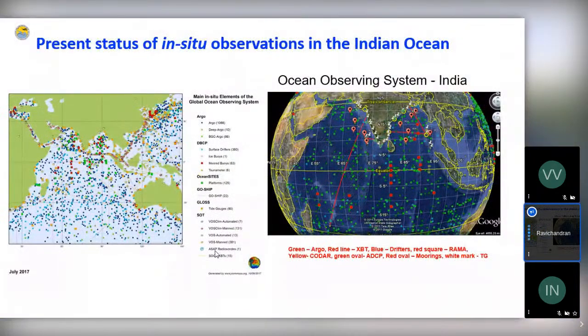Presently, this is the status of the in-situ observing system in the Indian Ocean. If you see, two to three decades before, we had no dots in the Indian Ocean. Now there are many dots, and India has also contributed sufficiently to building this array, especially Argo floats, drifting buoys and RAMA buoys, supporting ship time, HF radar, ADCP, and tide gauges. All these have been supported by India. So now we can boldly say that the Indian Ocean is not under-observed. It is equivalent to other oceans like the Atlantic and Pacific. Of course, in the North Indian Ocean, the Argo and other observations are much more than anywhere else in the ocean basin.